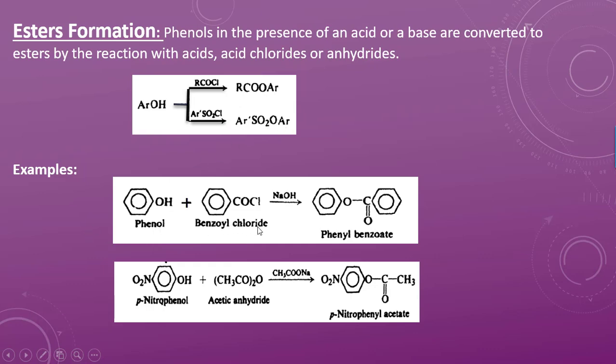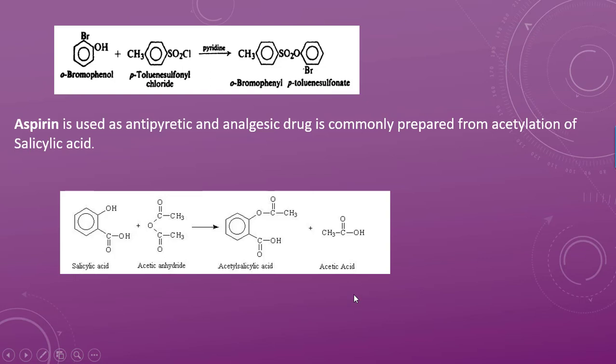Phenol on reaction with benzoyl chloride in the presence of NaOH will form phenyl benzoate. Here the H and Cl will leave, and the rest of the molecules will combine with each other and form phenyl benzoate. Para-nitrophenol reacts with acetic anhydride and forms para-nitrophenyl acetate. In the next case, ortho-bromophenol reacts with para-toluene sulphonyl chloride, and we obtain ortho-bromophenyl para-toluene sulfonate.